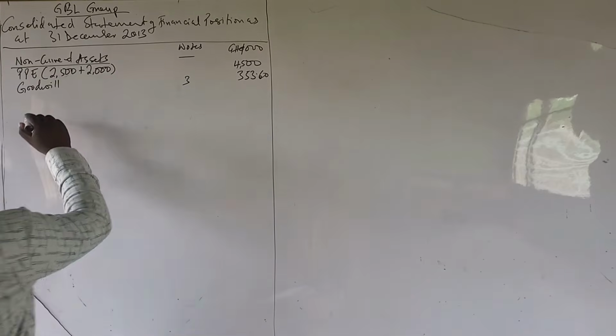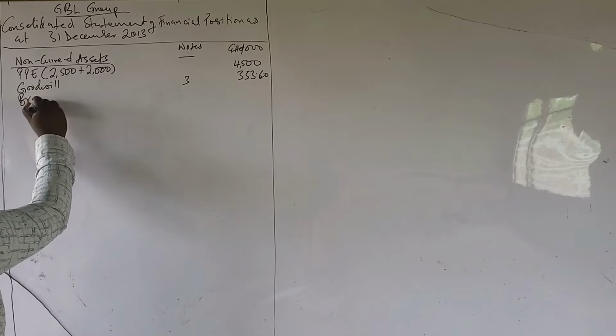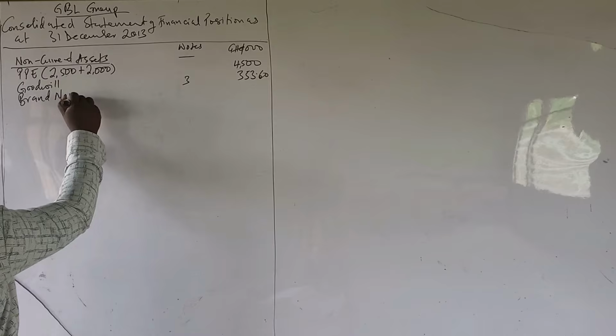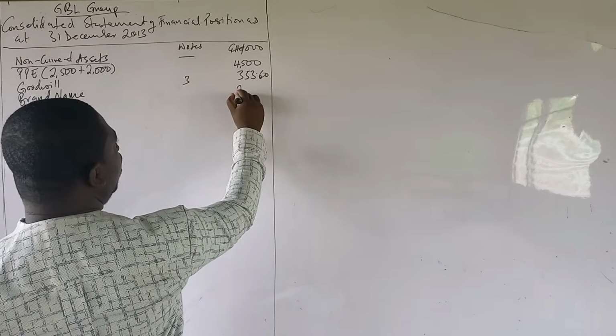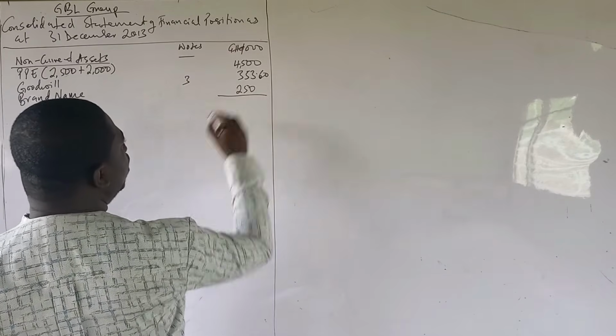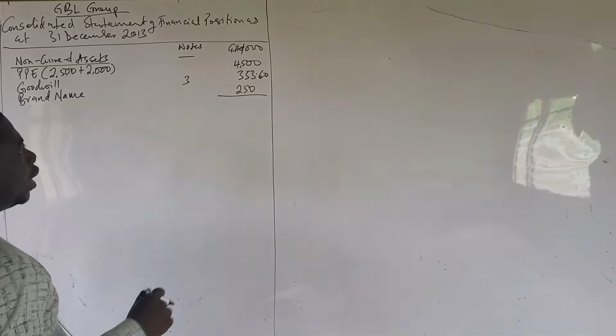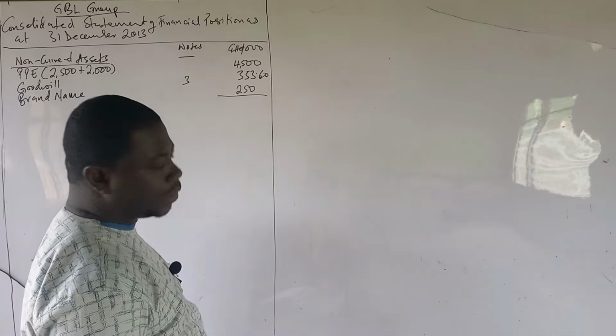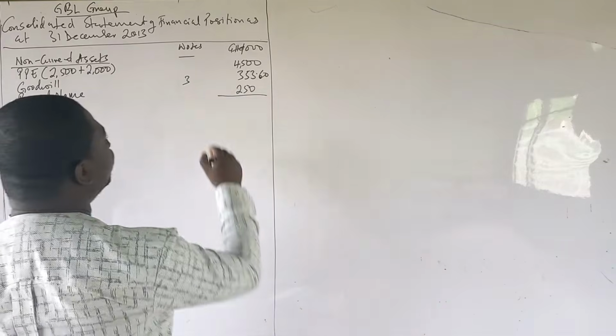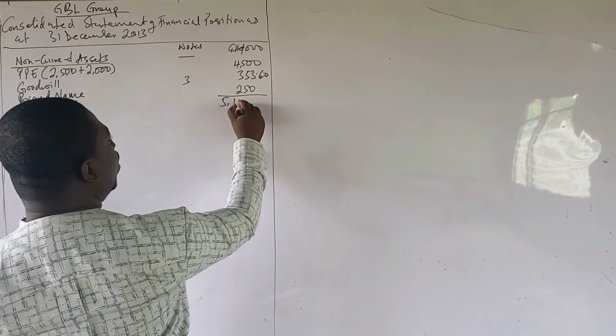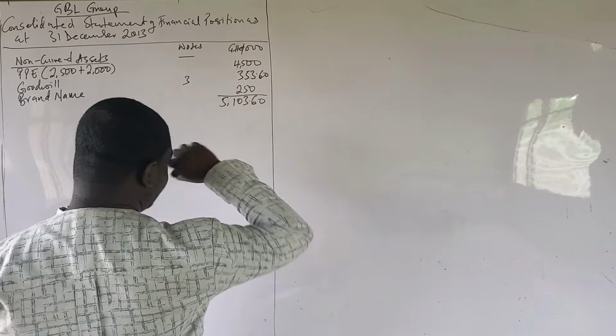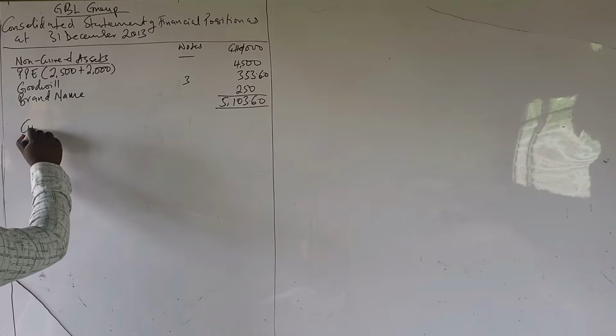And then there was another intangible asset, the brand name which they introduced. So brand name, and the brand name is 250. So to give us the total value of the non-current assets as 5,103.60. Okay, and then we move to current assets.